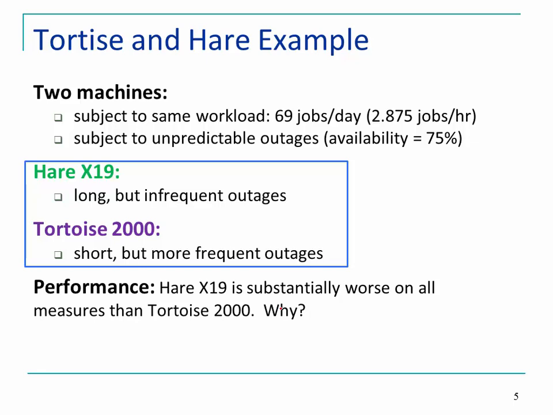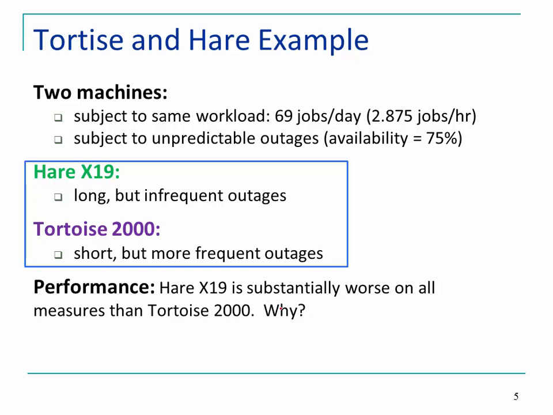Okay? So the difference between these two machines is the following. For the first one, the Hair X19, we're going to see long but infrequent outages, meaning that this one is not going to stop production as often as the second one, but when that happens, it's going to take a longer time to get repaired. On the other one, the tortillas, you will see short but more frequent outages, meaning that the outages are going to happen more often, but it's going to take less time to get fixed.